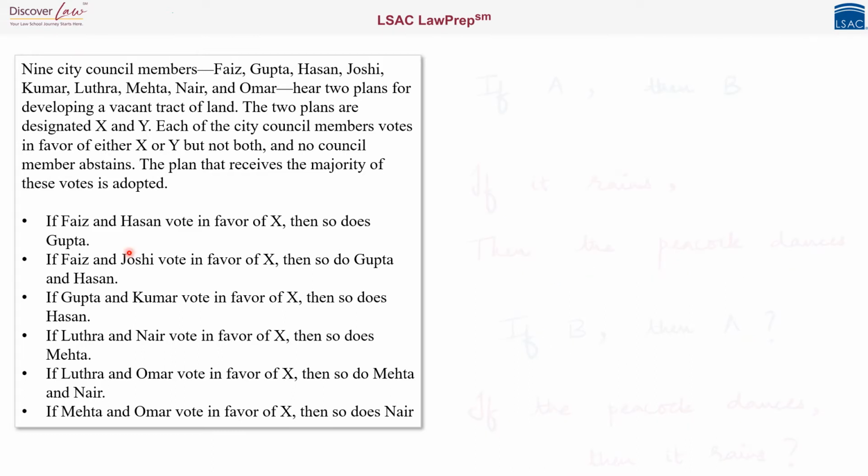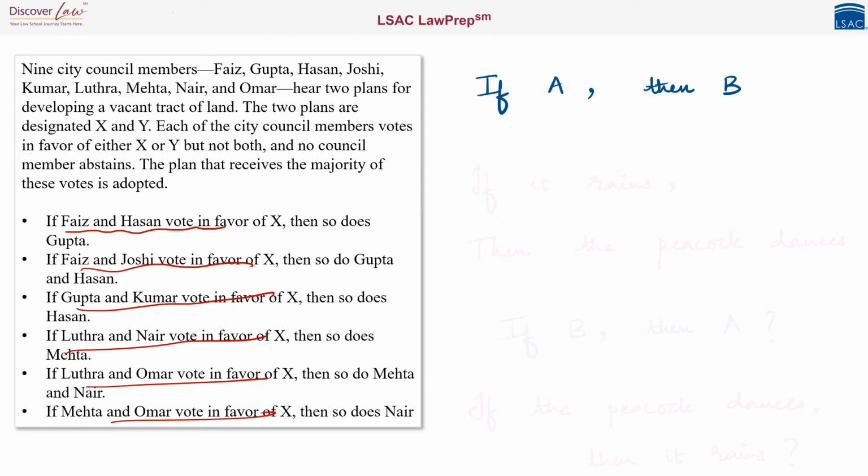Now, when you look at each of the conditions here, if something, then something, if something, then something, you can see each one of them is following the template of if A, then B, where A could be either this or this or this or this or this or this, and then you have the then, which is followed by something else, which could be either this or this or this or this. Okay, so each one of these is following the template of if A, then B.